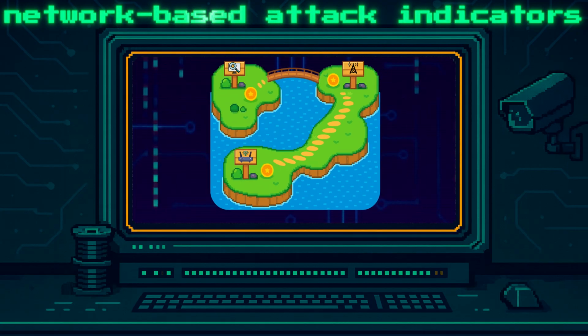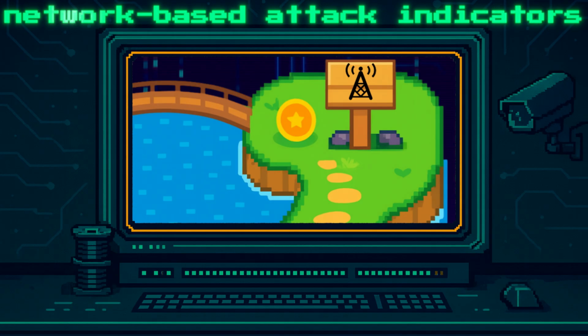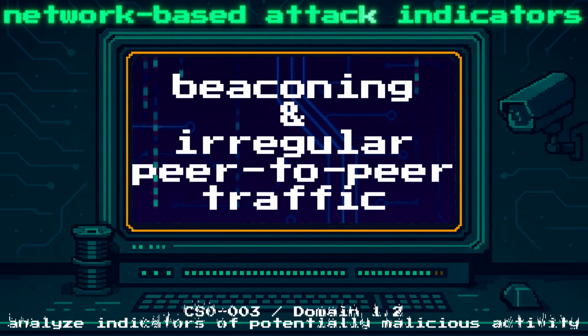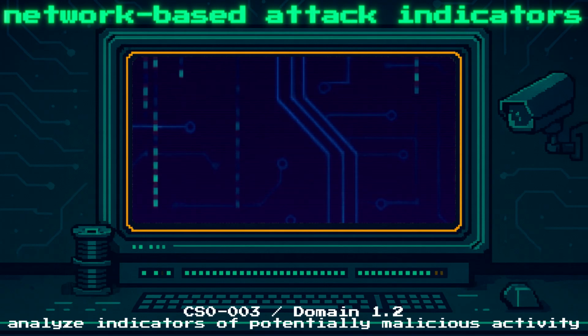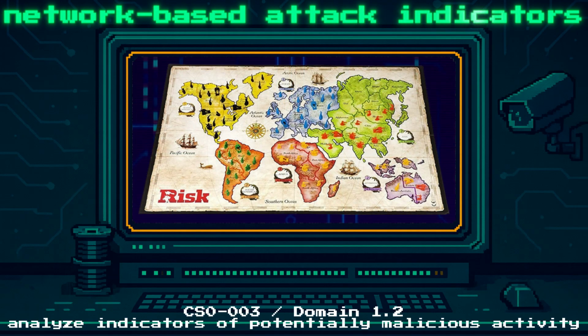Today in part 2, we're going to focus on patterns in communication that indicate an active infiltration of your network, beaconing and irregular peer-to-peer traffic. Think of these as the covert signals and hidden alliances that operate in the shadows of your network battlefield. Just like in a strategy game, spotting these subtle moves early can mean the difference between holding the line or losing control of the map.